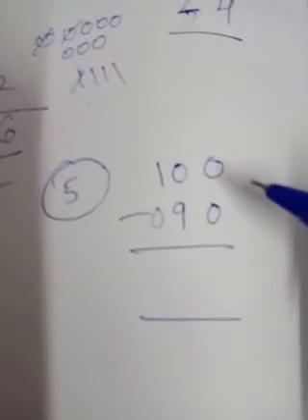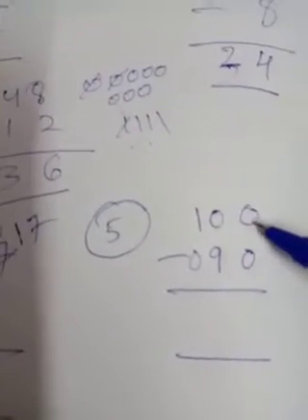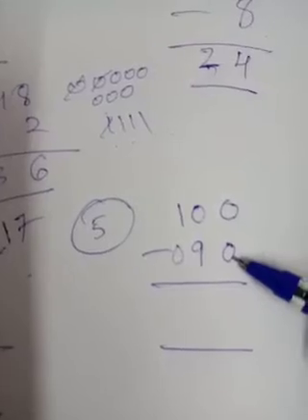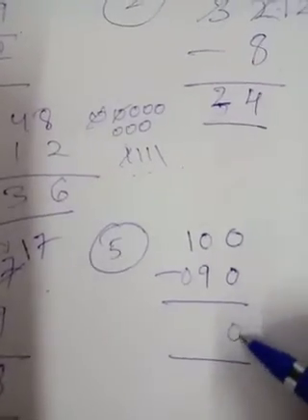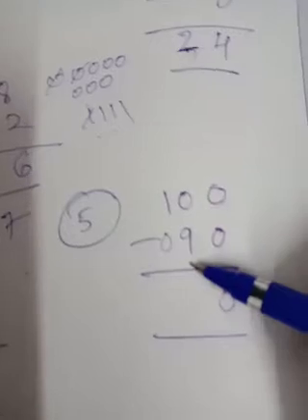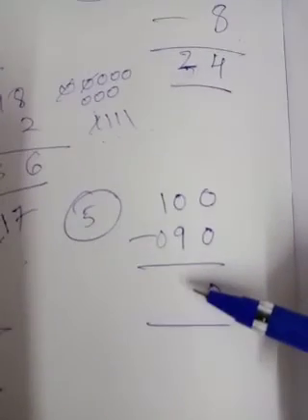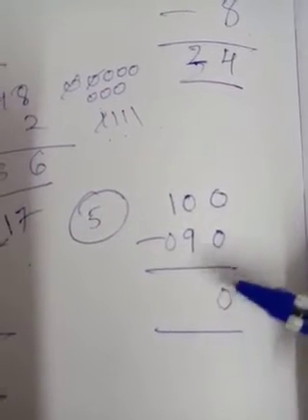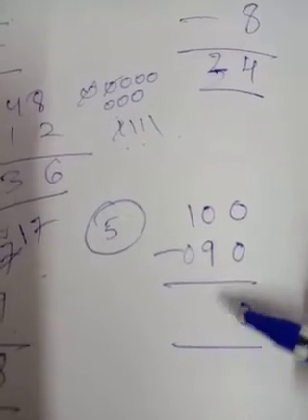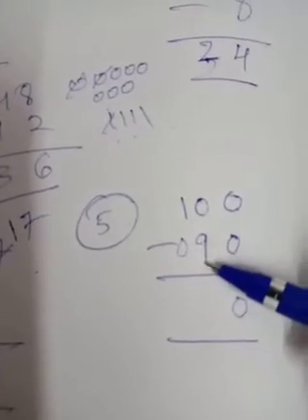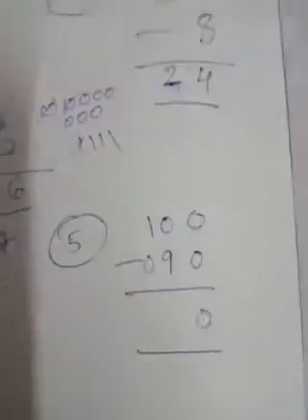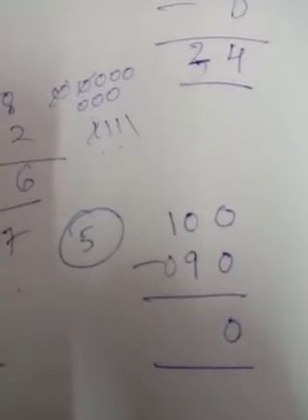Next, which place are we taking first? The ones place digits. 0 minus 0, 0. 0 minus 9. Some members wrote 9 here. So don't write 9 here, children. The top one has a small number, 0, and the bottom has a big number, 9. So is subtraction possible here? No, subtraction is not possible. So we are taking borrowing.